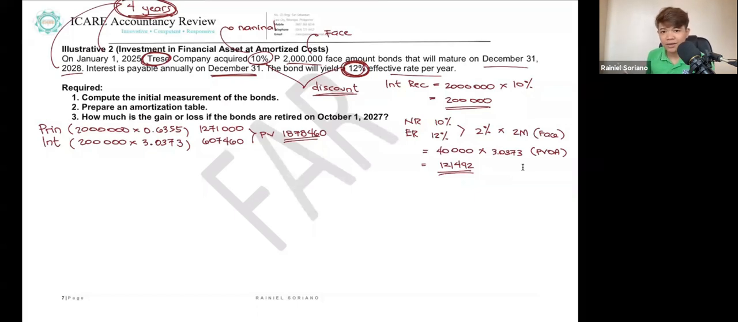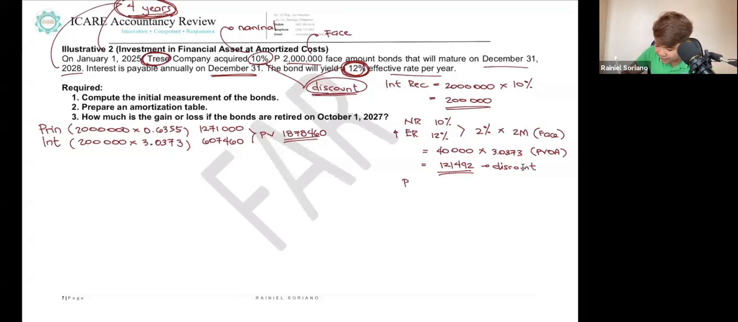Well, depende. Alamin mo muna. If effective rate is higher, this is a discount. If the nominal rate is higher, this is a premium. Well, sabi natin kanina dito, may discount dapat tayo. So this 121,492 now is considered to be a discount. Again, this is now a discount.